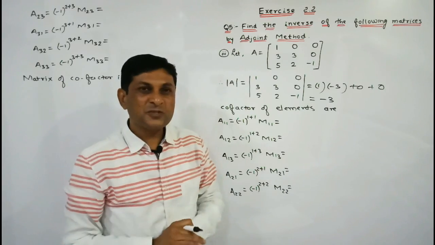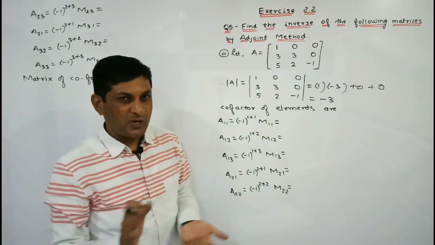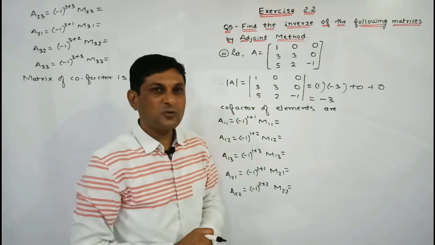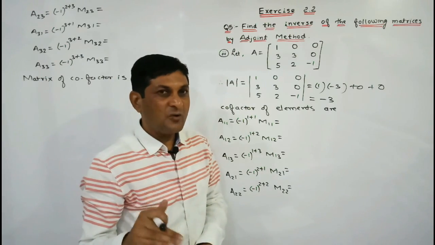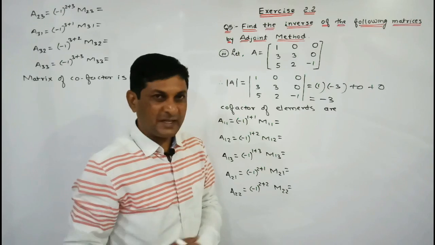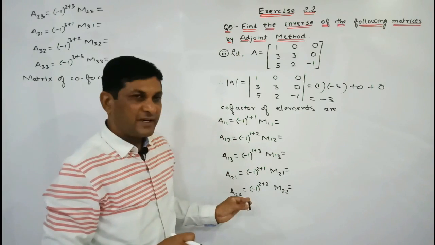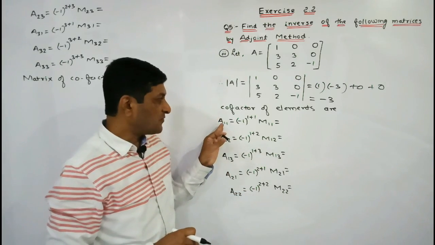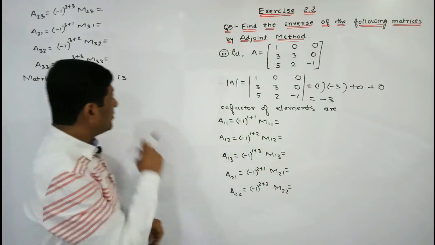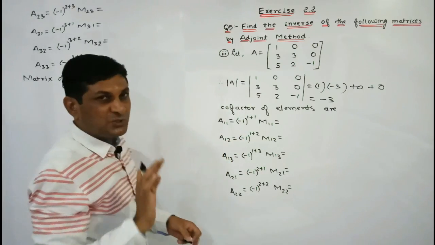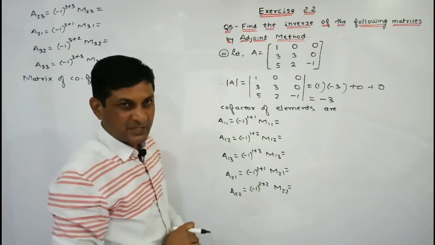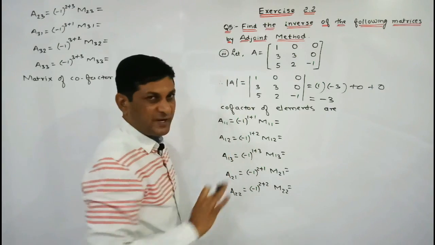Now the second step is to find out what? Cofactor. Already you know the formula to find the cofactor, and how to find the cofactor of all the elements. So already here we have written the cofactors of all these 9 elements. Only the remaining part is to substitute the values and complete the calculation part. So the formula is already written here.